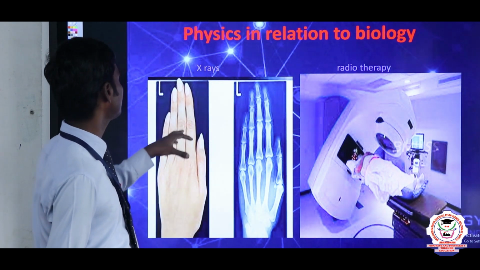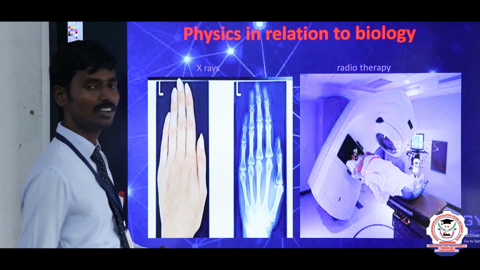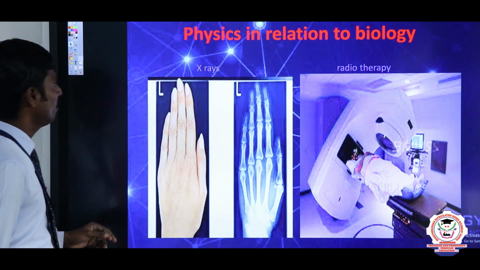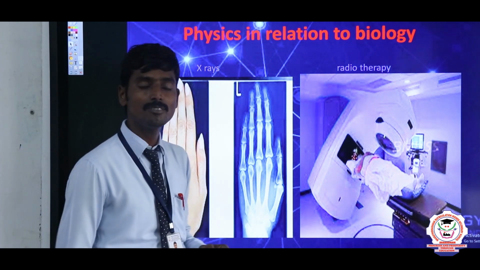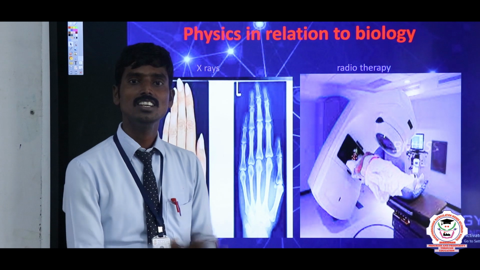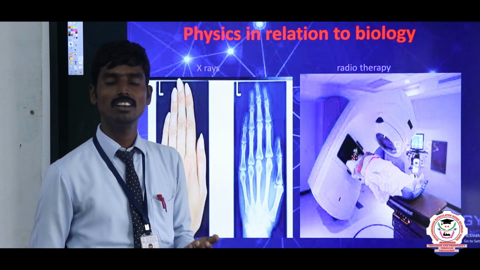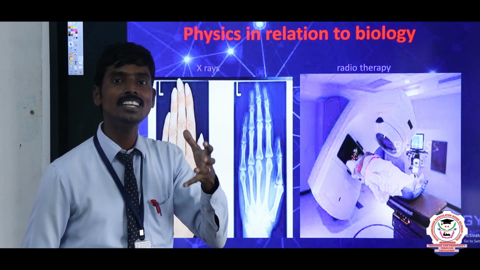And also the physics in relation to biology, in physics concept, the invention of X-ray discovered by W.C. Roentgen. How is X-ray formed? When a fast moving electron suddenly strikes a target material, X-ray is formed. It is an accidental ray.